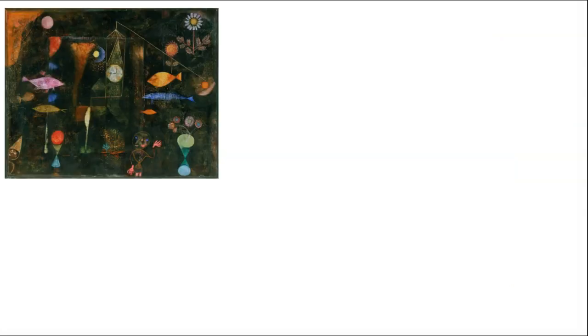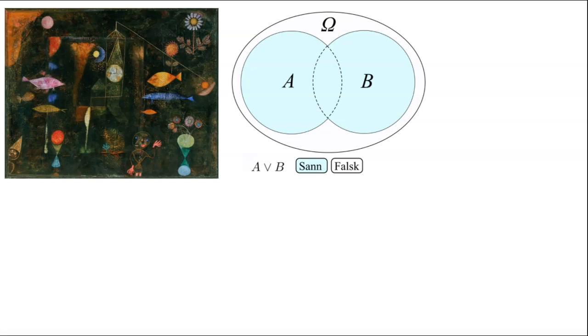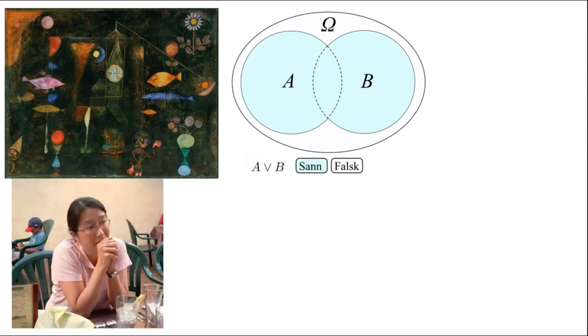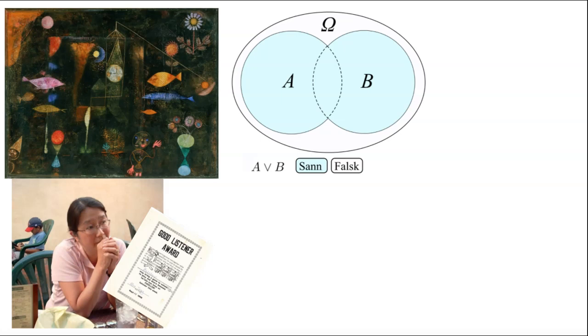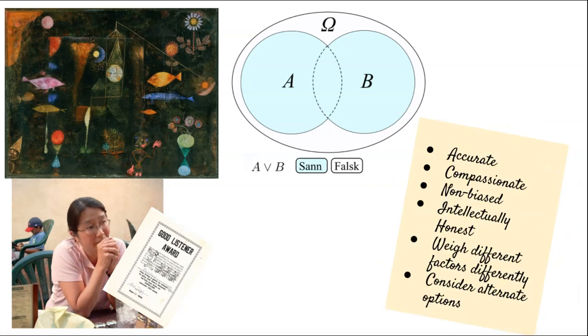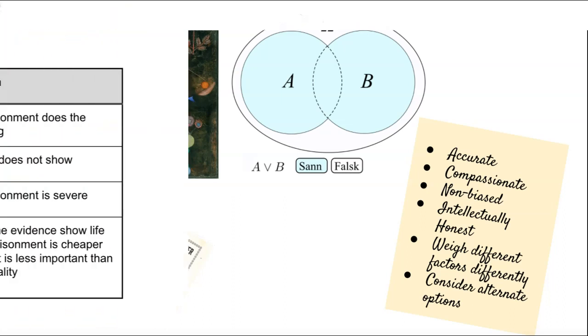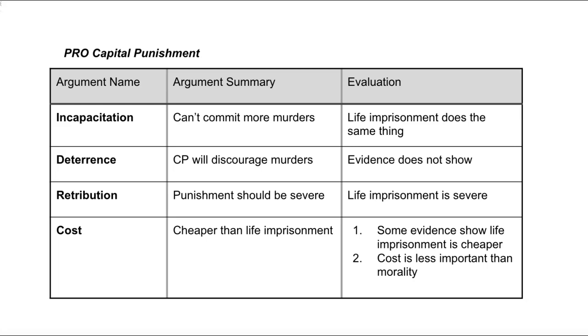And there it is, the big final judgment. To do a final judgment, it's admittedly not easy. You have to be part artist, part logician, doing logic. You have to be a great listener. And on top of all that, you have to be accurate, compassionate, non-biased, intellectually honest. You have to weigh different factors differently. You have to consider alternate options. It's quite a challenge. So let's see what evaluating and weighing the arguments and coming to a final judgment looks like with a specific example.